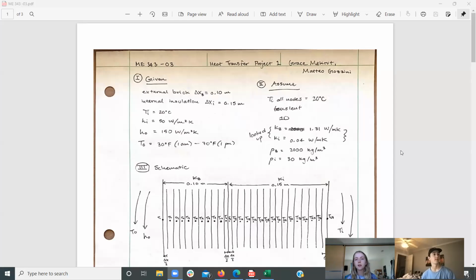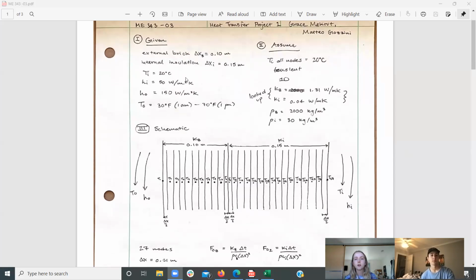Okay, so we had our first heat transfer project on conduction, and we did Project A, which was transient conduction through a plane wall. We started off by doing our givens, assumptions, and schematic.